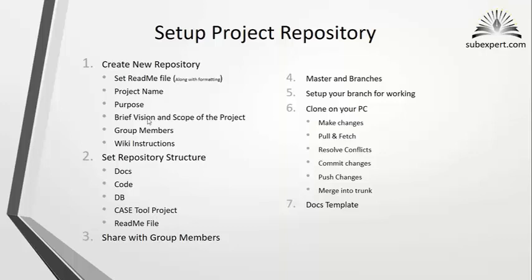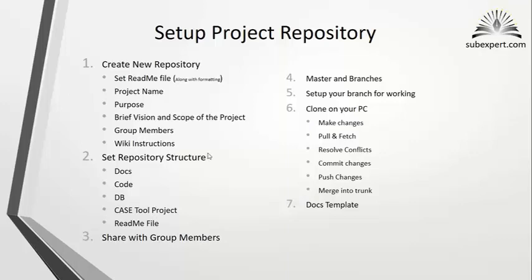And you should provide the brief vision and scope of this project so that people know what this repository is about. You can tell about your group members, who is the team leader, and who the contributors are, and you can categorize them as well, and what the wiki instructions are, like how to set this up on your local machine, and so on and so forth.